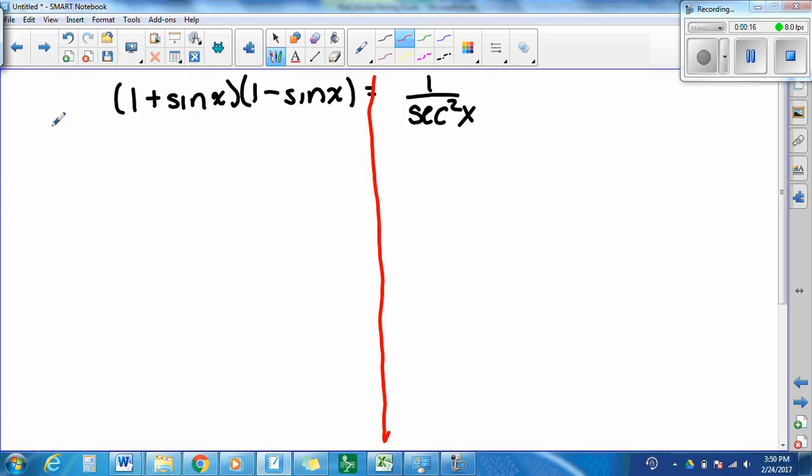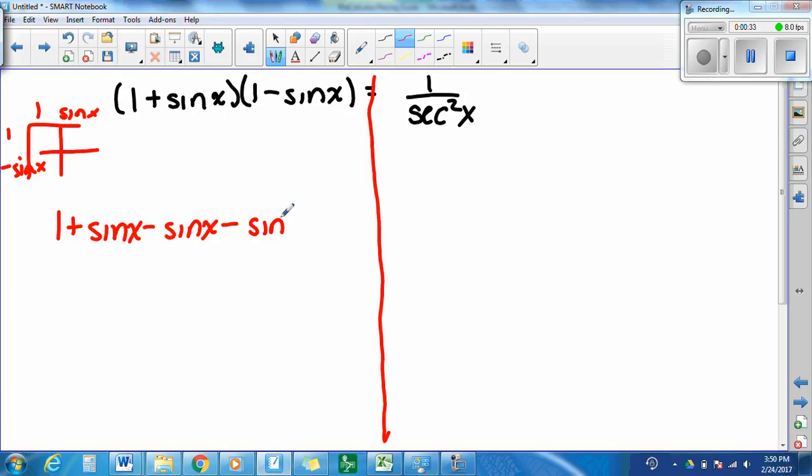If you'll remember foiling, multiply the firsts together. So 1 sine x and 1 minus sine x is what I'm really doing in the background. This becomes 1 plus sine x minus sine x minus sine squared x. And if you'll notice, these cancel, so this side becomes 1 minus sine squared x. Now that should look very familiar.